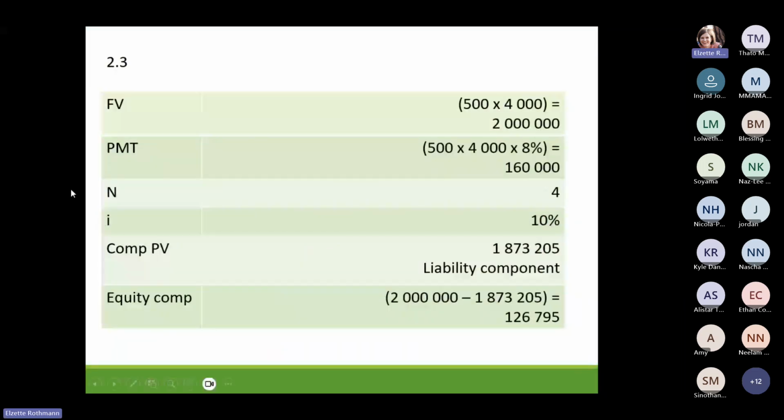Okay, so there's your calculation for 2.3. So we will have a future value because it's converted at the option of the holder. So future value is 2 million. Payment is that 2 million times 8%, which is your nominal interest rate. In the question, they tell you the term is 4 years. They give you the market interest rate as 10%. And then we can calculate the present value.